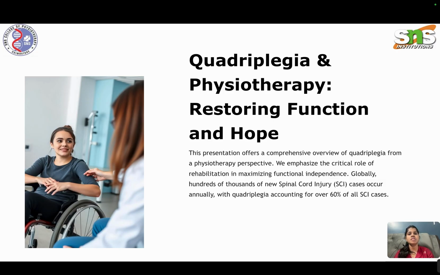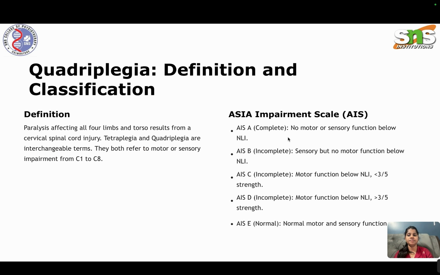As physiotherapists, our role extends far beyond exercise. So we play a key role in survival, recovery, independence, and quality of life. So let us understand quadriplegia in a structured, clinical, and practical manner.